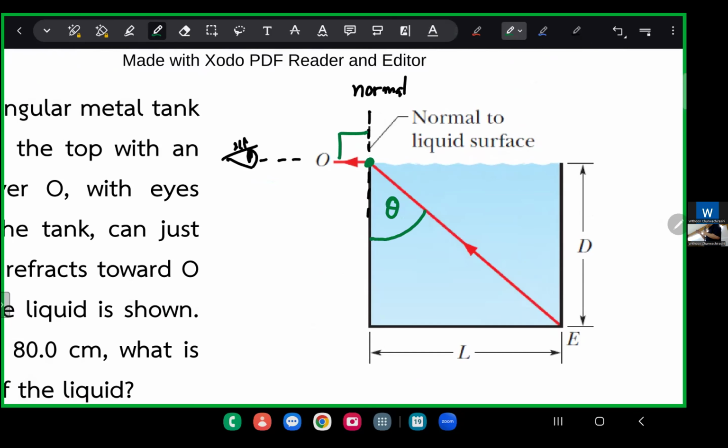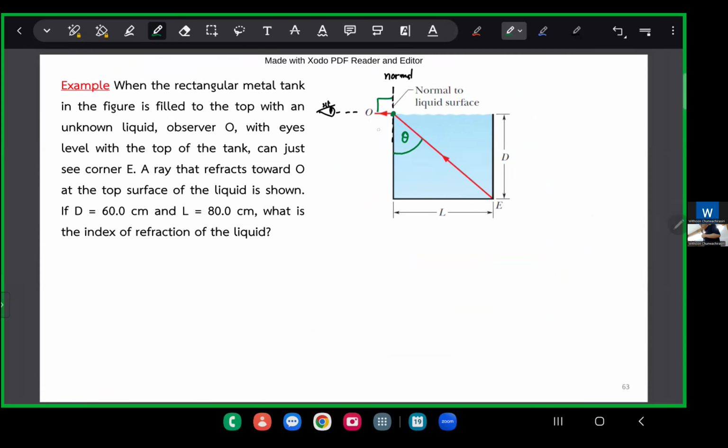Once you get those two angles set, use Snell's law. Let me name this point A. At A, you can start at any point, from the top or from the liquid, it doesn't matter. So what you get is n of air times sine 90 degrees, that's the air medium, equal to, now you come down to the liquid, n of the liquid times sine of theta.